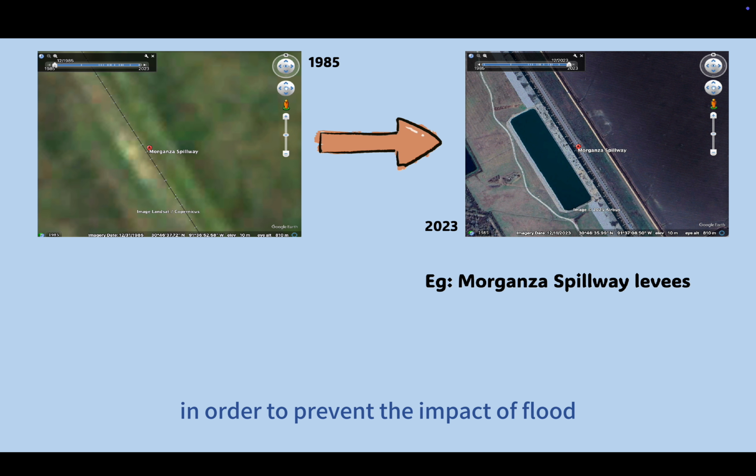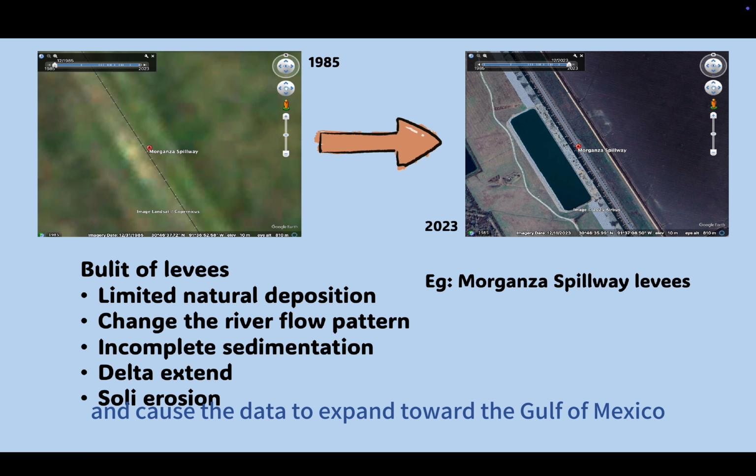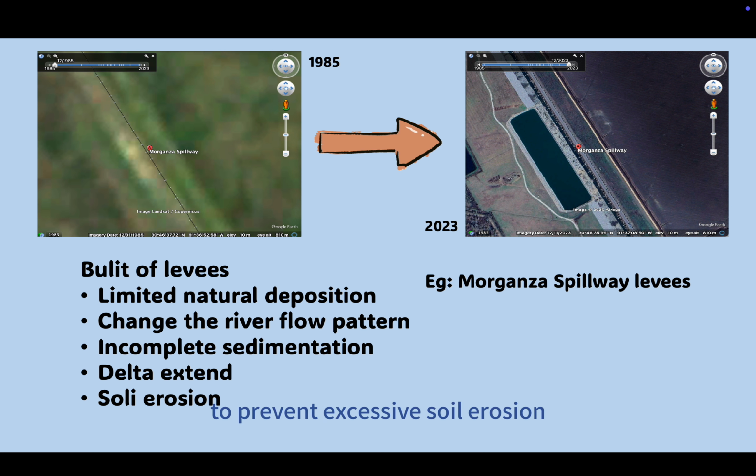In order to prevent the impact of flood, people built all kinds of levees. This action limited the natural deposition process and changed the river flow pattern. Compared to before, the curved river channel experienced more incomplete sedimentation. This leads to larger particles being deposited onto the outer side of the delta and causes the delta to expand towards the Gulf of Mexico. To prevent excessive soil erosion, people have implemented measures such as wetland restoration. These actions may also affect the particle size of the sediments.